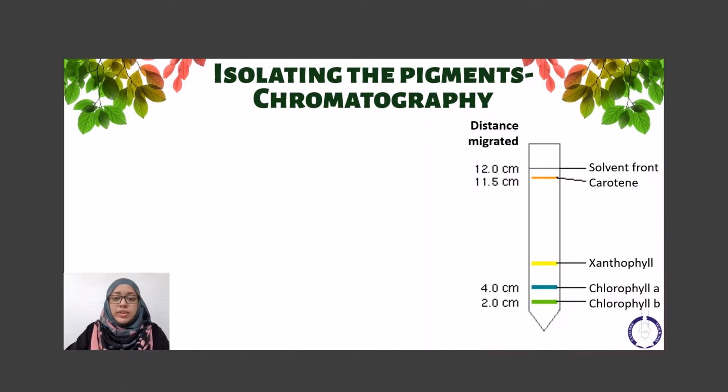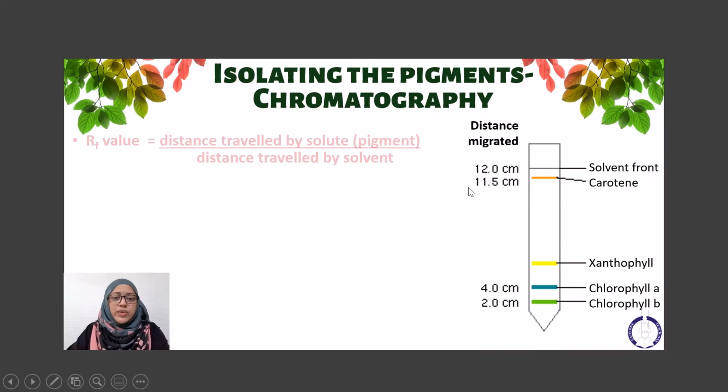Okay, so if you want to find out the RF value, let's see how we are going to do it. You would remember the RF value is basically a ratio of how far the pigment has moved compared to the solvent itself. So you use this formula to get the RF values.